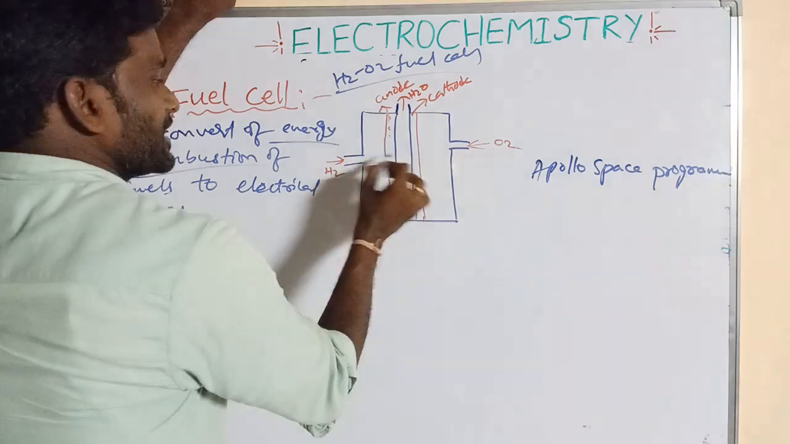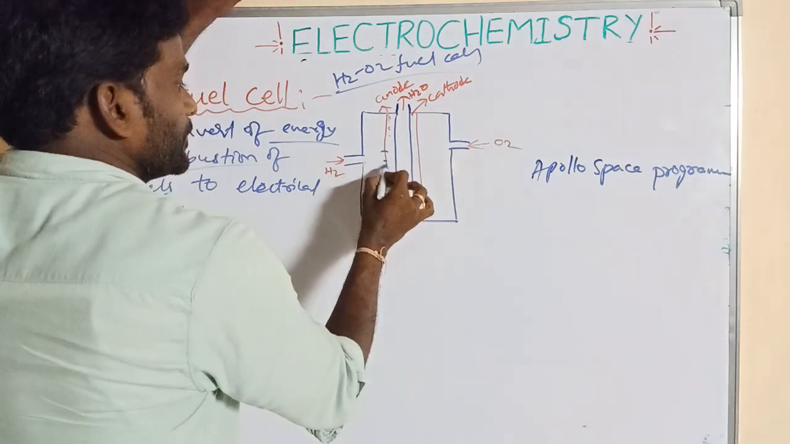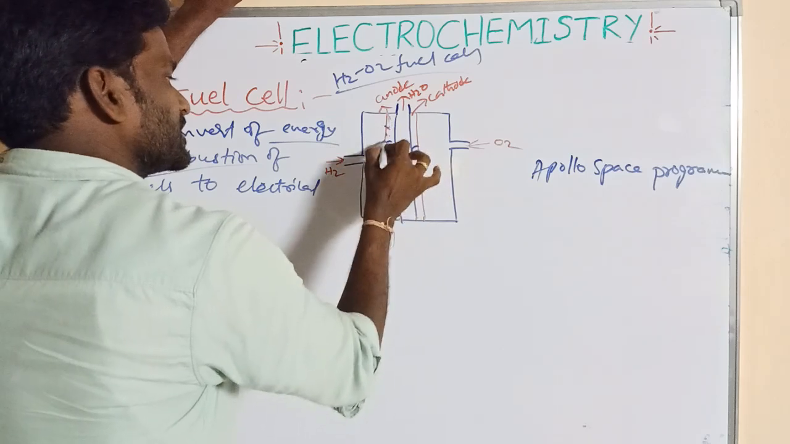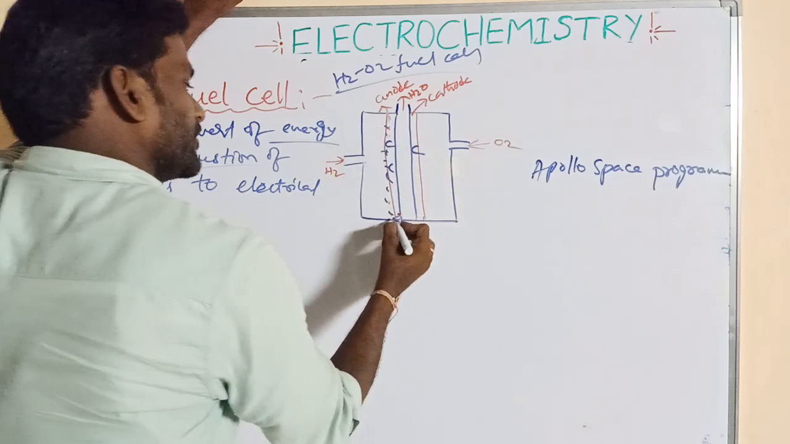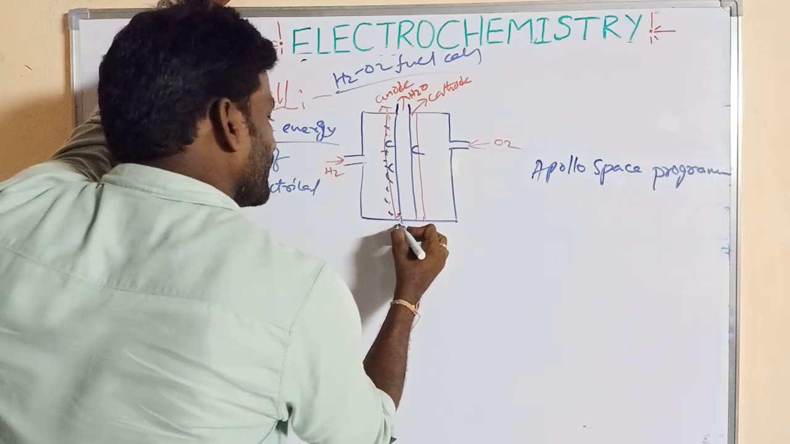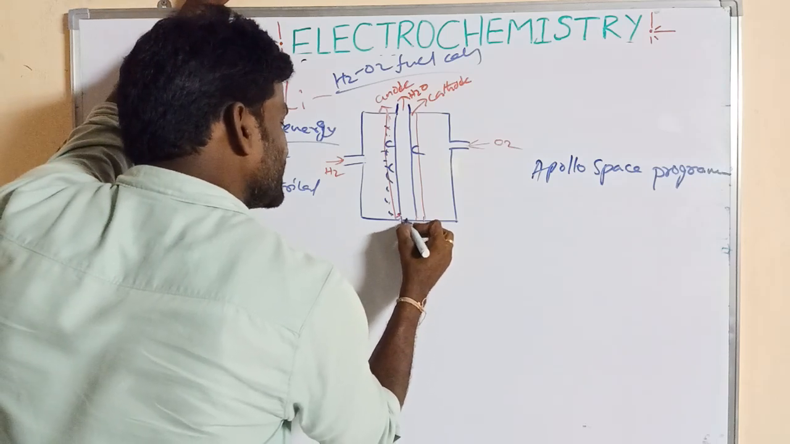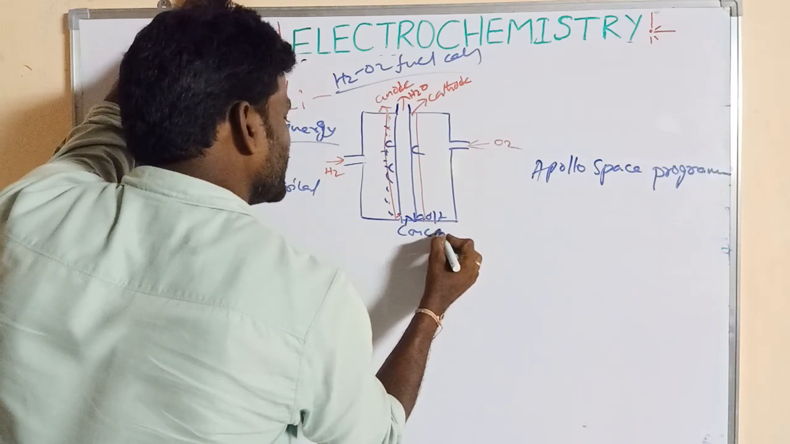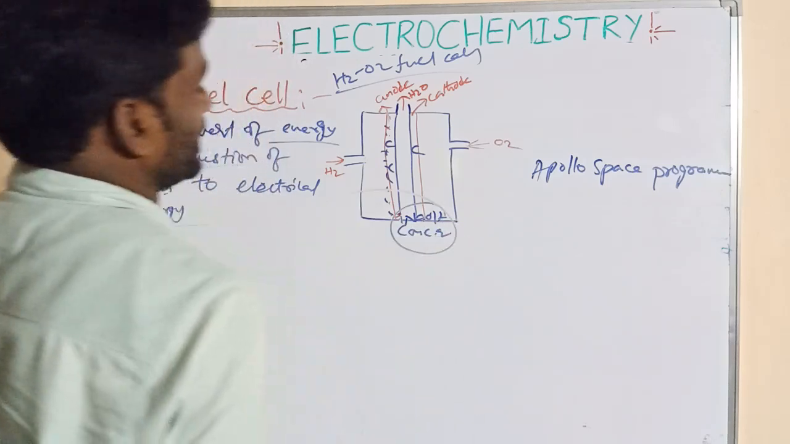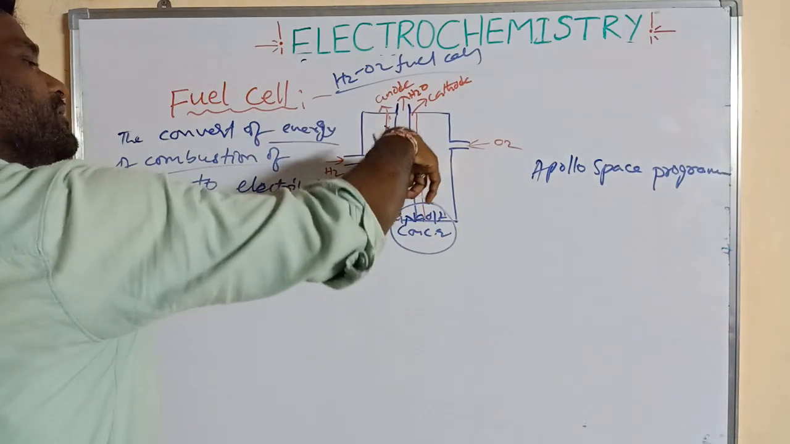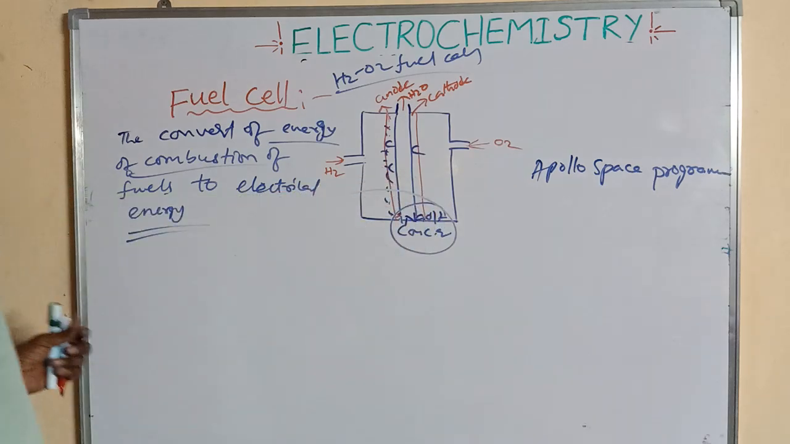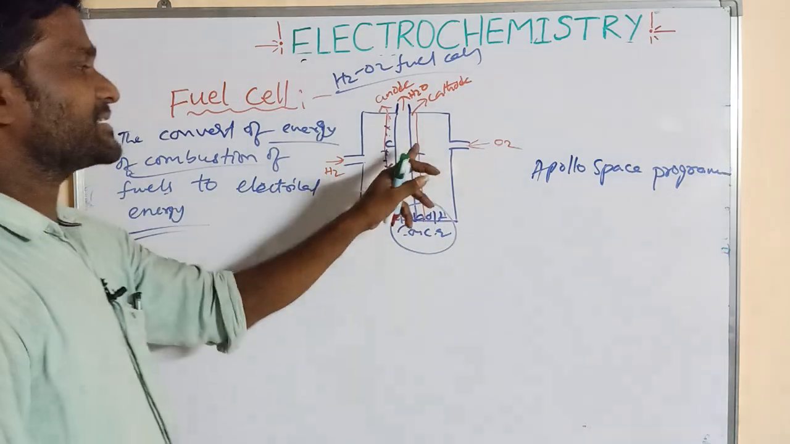Hydrogen and oxygen gases are passed through bubbles of porous carbon electrodes. These carbon electrodes are immersed in concentrated aqueous NaOH solution. This acts as the electrolyte. These carbon electrodes are dipped in NaOH solution, and they act as electrodes.